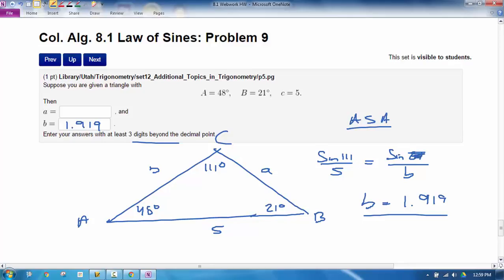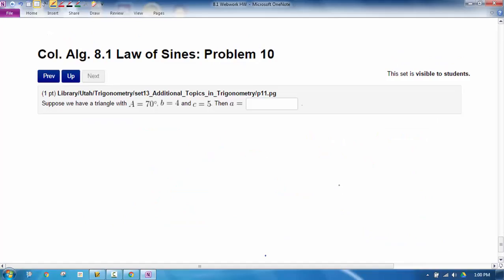And then I'll just do the same thing with A. I'll just change this to A and this to A. So sine of angle A, which is 48, over side A. Now I can solve for side A here, which gives me 3.980.